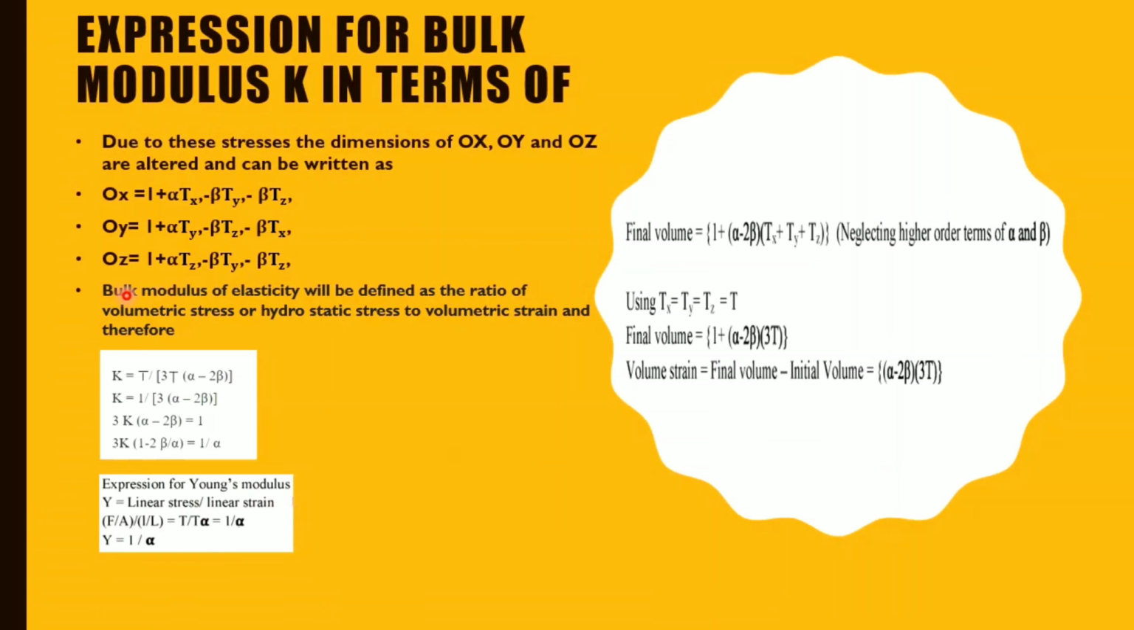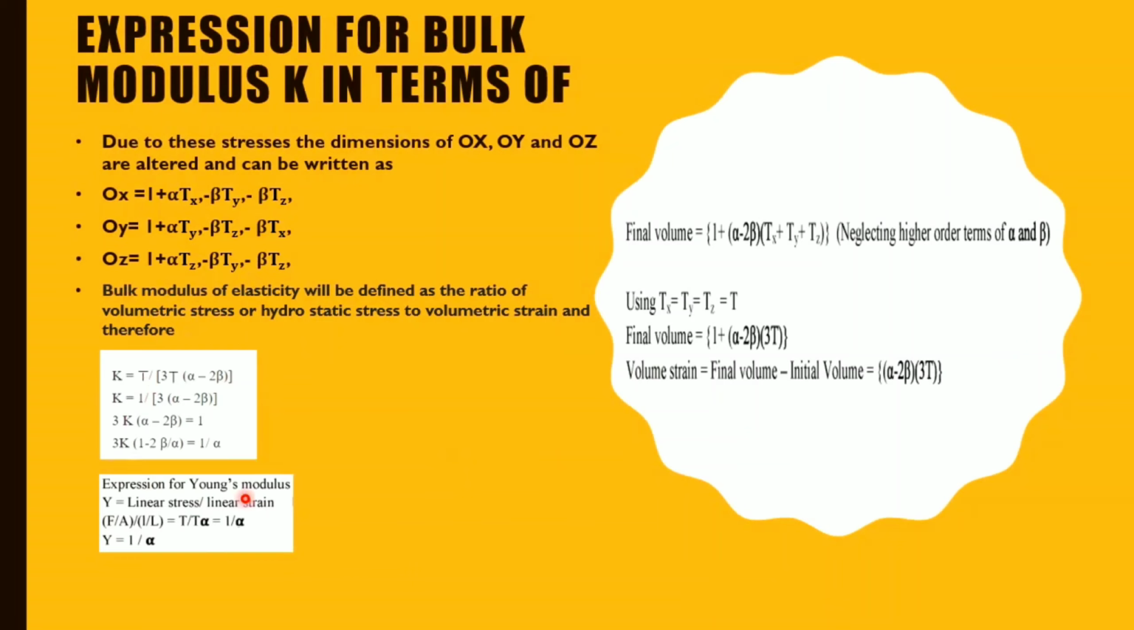So, this was the bulk modulus, right? The bulk modulus symbol is K. So, it is volumetric stress by volumetric strain. So, this is the volume strain. That's why we put this value here. And volumetric stress is T, we have assumed.